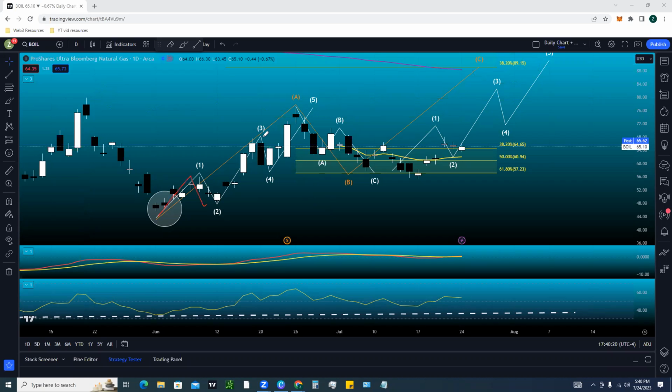Now, we did get our 1, 2, 3, 4, 5 up here, and then we got the ABC correction. And this drawing has been here as a guide, as an outline. I don't have a crystal ball, and it's not always going to perfectly follow the analysis, but for right now, things are looking smooth.